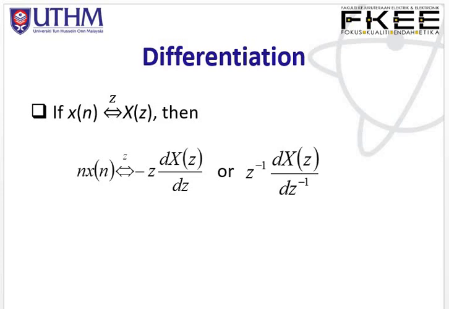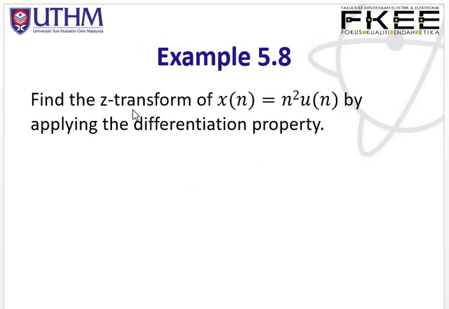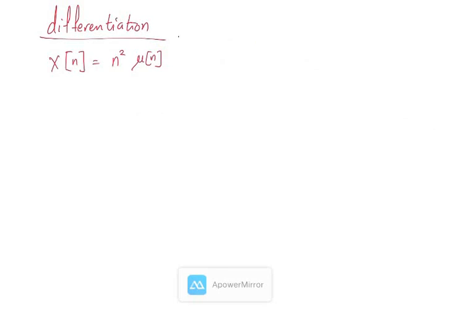Then we can move to the differentiation property. If the Z transform of x(n) is X(z), then n x(n) corresponds to minus z times the derivative of X(z) with respect to z. Now let's look at the example. Find the Z transform of x(n) equal to n squared u(n) by applying the differentiation property. If the question is x(n) equal to n squared u(n), then the Z transform of n squared u(n) is referred to as the Z transform of n multiplied with n u(n).